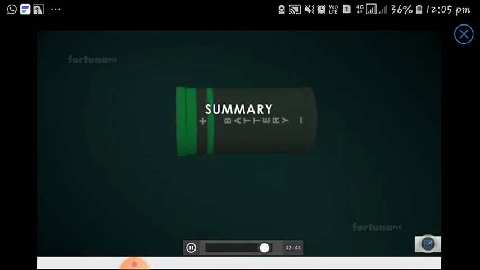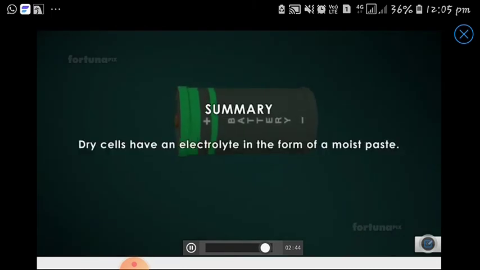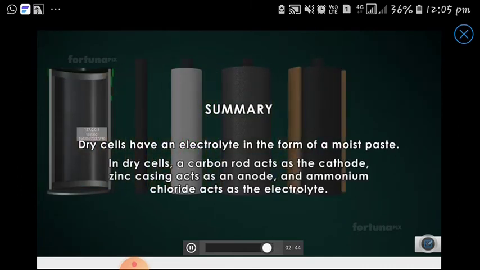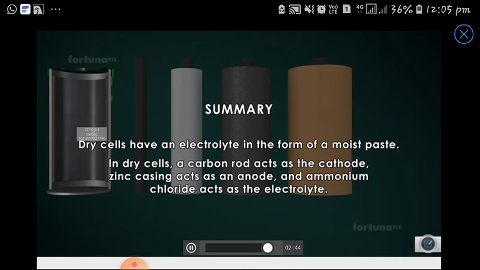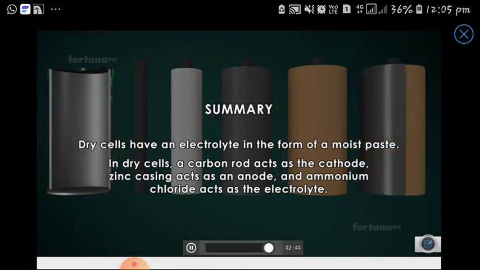Summary. Dry cells have an electrolyte in the form of a moist paste. In dry cells, a carbon rod acts as the cathode, zinc casing acts as an anode, and ammonium chloride acts as the electrolyte.